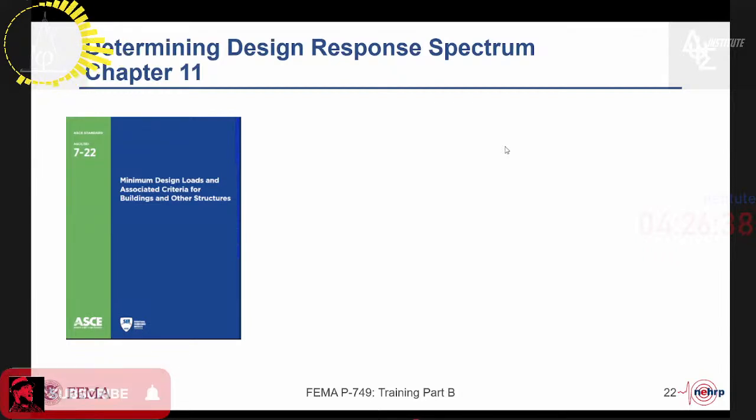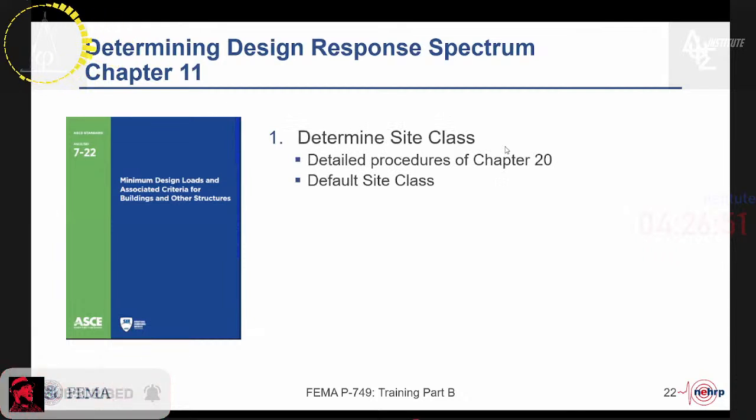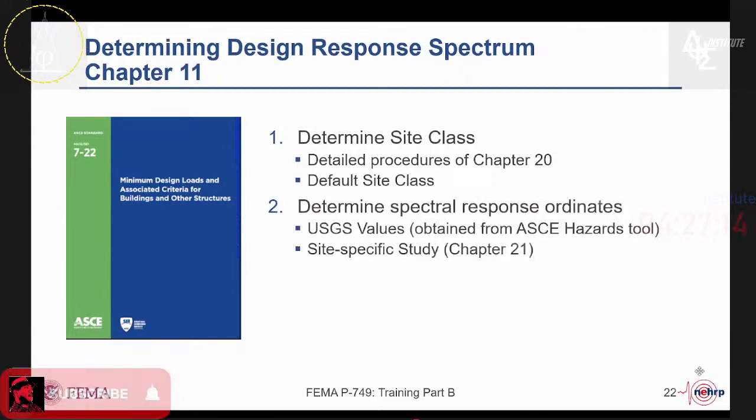The procedures for determining design response spectra and the parameters we derive from those spectra in ASCE 7 are contained in Chapter 11. The procedures start by determining the site class. The actual procedures used to determine the site class are actually contained in Chapter 20. There is also within ASCE 7-22 something that we call a default site class, which can be used for design when you are unable to follow the procedures of Chapter 20 and don't know what the actual characteristics of the soils at the site are.